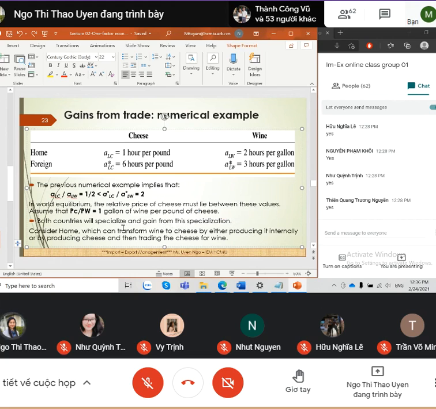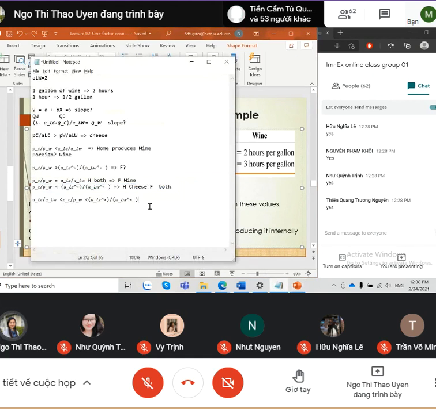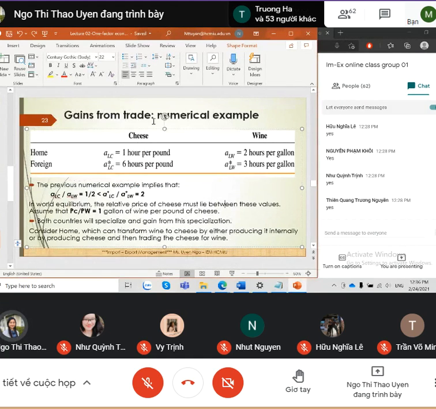So home is better at producing cheese. So it has two options for Y. First, they can produce at home. Second, let me write it here. Have you all finished taking note of the numbers here?